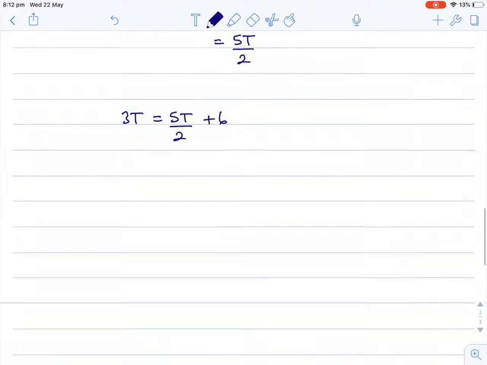Now when you get something like this with a fraction, the best thing to do is to get rid of that fraction. So I want to eliminate that 2. So I'm going to multiply everything by 2. So I'm going to multiply this by 2, this by 2, and this by 2. Now when I do that, I'll obviously get a 6T equals, well, the times by 2 and the divide by 2, they'll just cancel. So I'll have 5T, and then I'll have a plus 12.